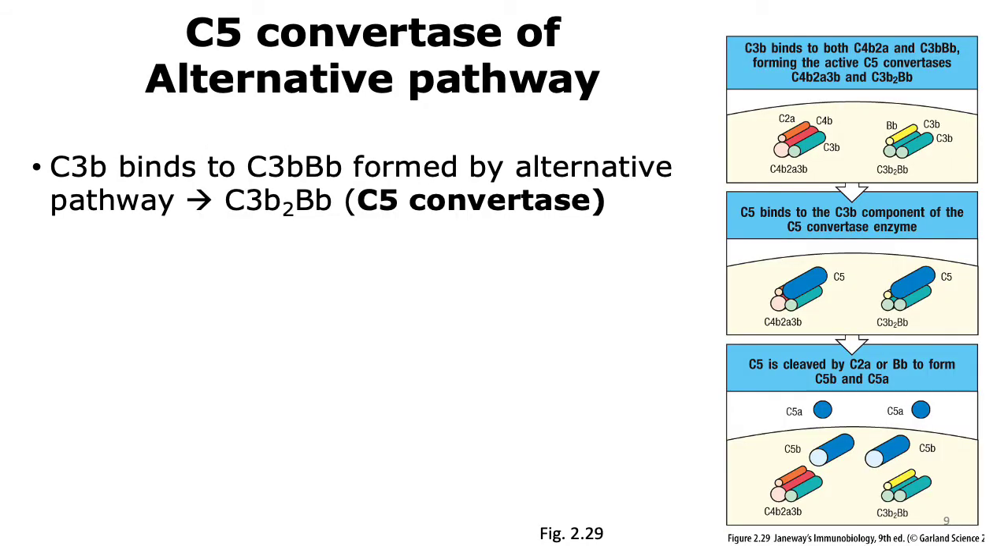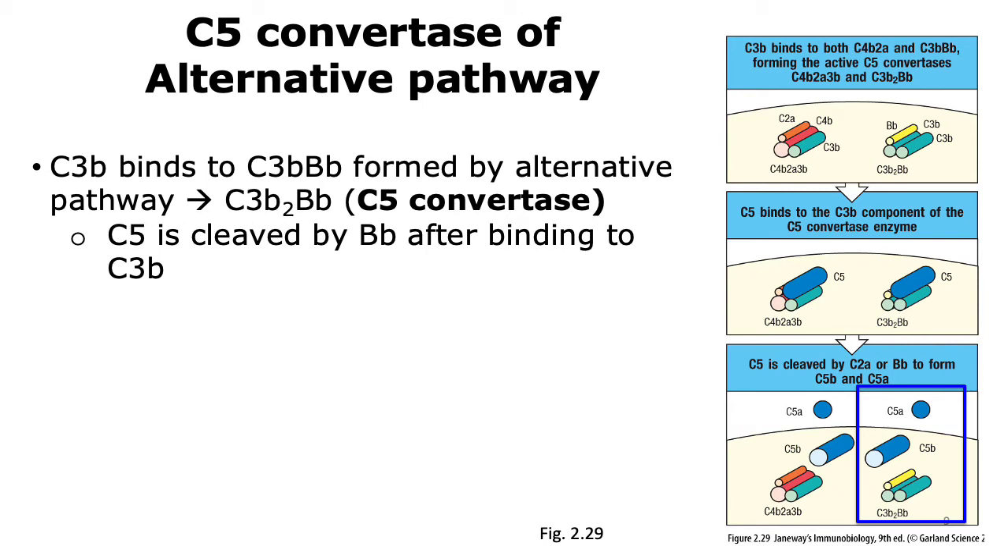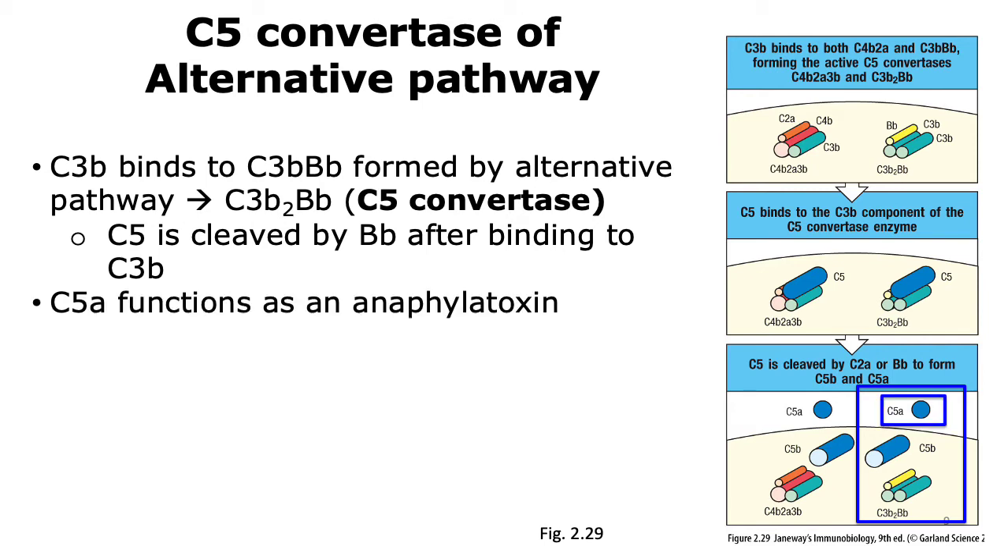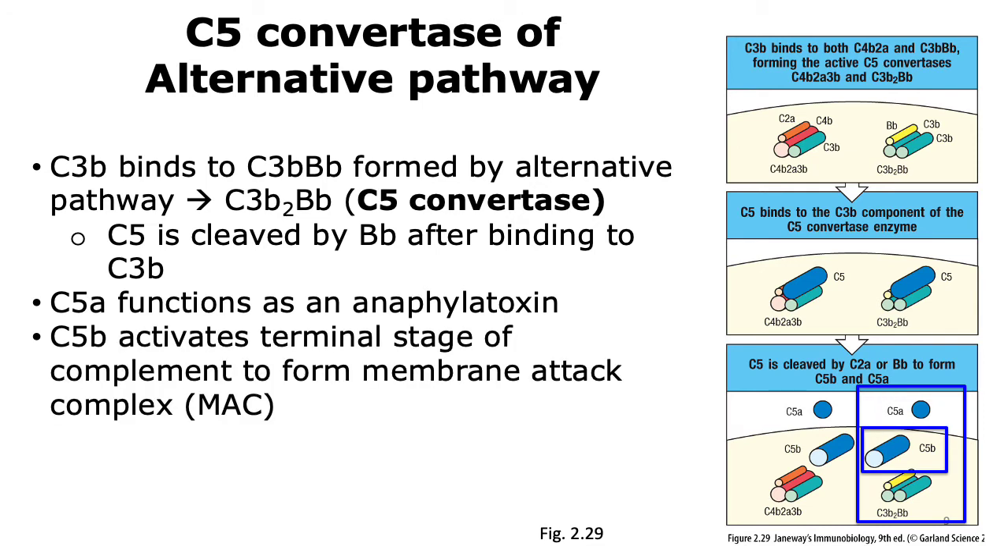In addition to functioning as an opsonin, C3b can also bind to the C3 convertase that was formed before, which is C3bBb, and it results in the formation of the complex C3b2Bb, which has two C3b molecules and one Bb molecule. This complex functions as a C5 convertase, and thus it is able to interact with C5 and cleave it into two fragments. The C5a fragment that is formed functions as an anaphylatoxin, while the C5b fragment that is formed can activate the terminal stages of the complement pathway that results in the formation of a membrane attack complex.